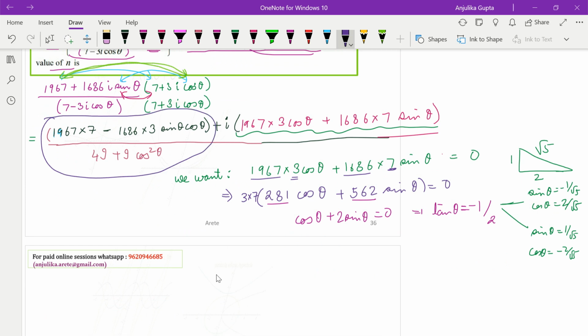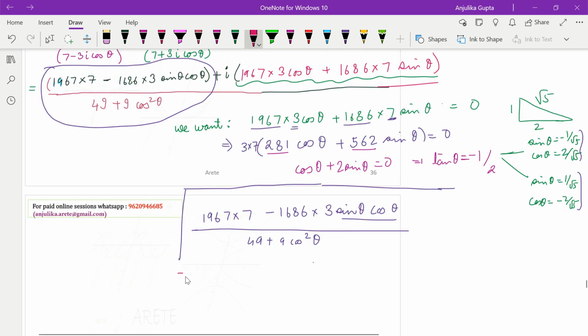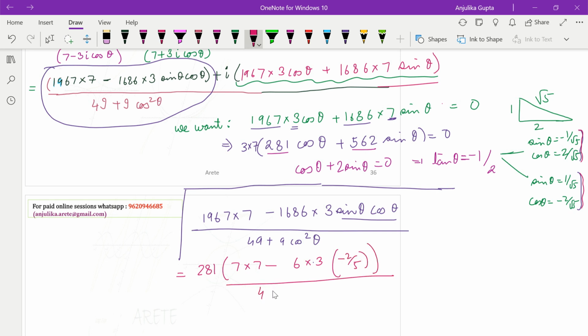So let's try writing that value here. We have already seen 281 is a multiple of both of them, so we clearly take 281 common. You get 7 times 7 minus 281 times 6, with this number into 3. Now you need the product of sine theta cos theta. In both cases, it is the same, negative 2 over 5, so we write negative 2 over 5. In the denominator, the value is 49 plus 9 times cos squared theta, which is again the same for both, that is 4 over 5. So you write 4 over 5.